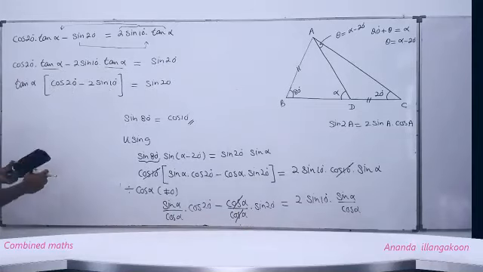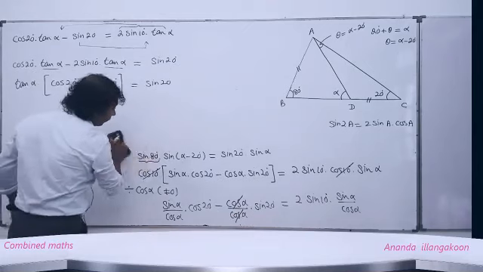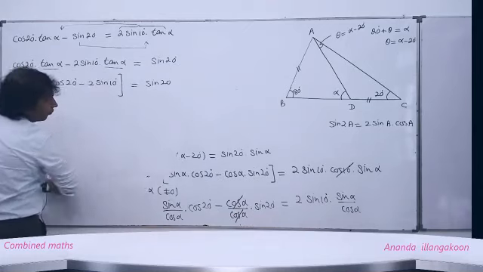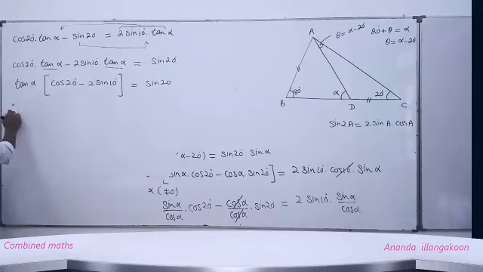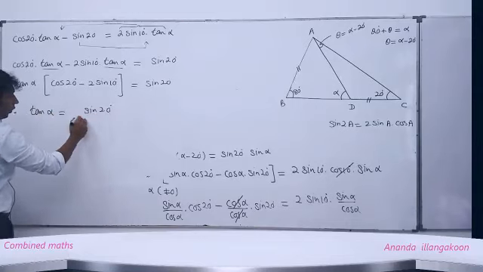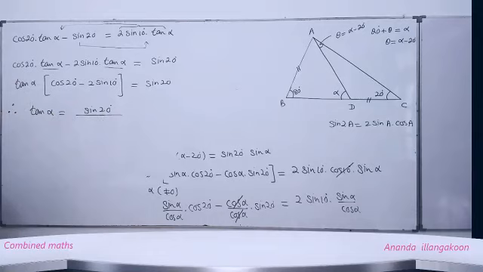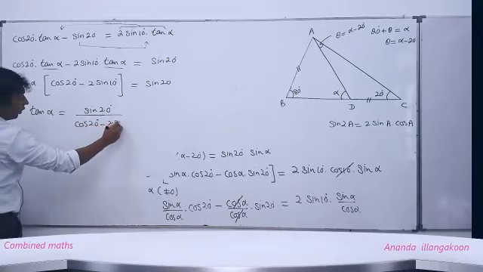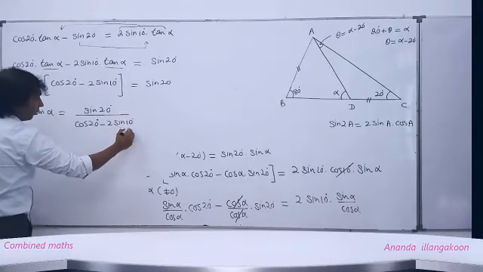Right. So then we get tan alpha. Therefore, you get, people, tan alpha is equal to sine 20 divided by cos 20 minus 2 sine 10.